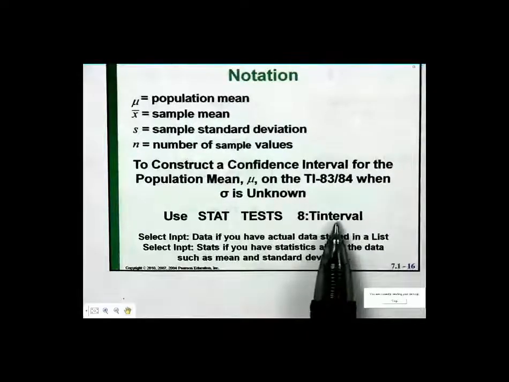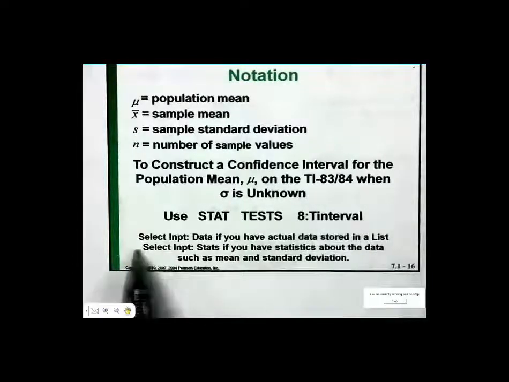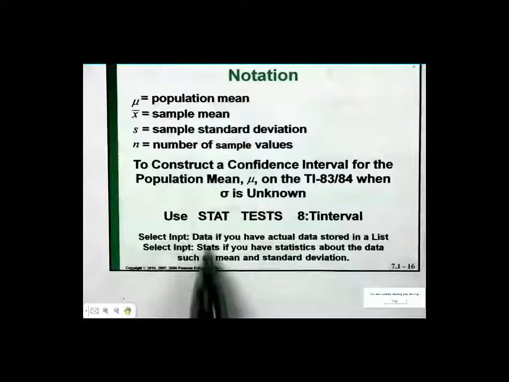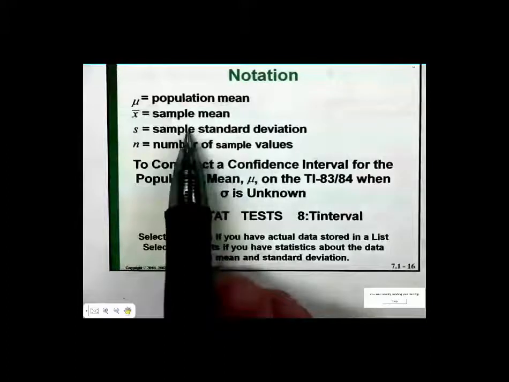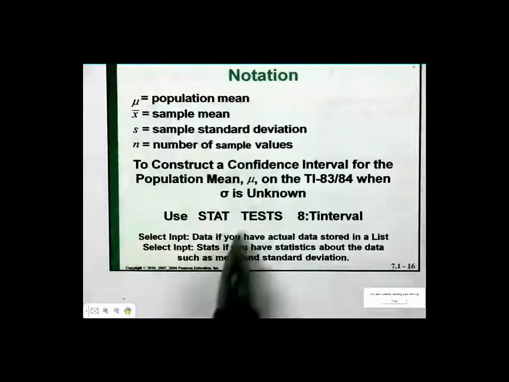When you pull up that screen, again, you're going to have to choose for input either data or statistics. If you have raw data stored in a list, you choose data. Make me a t interval based on this data that I have saved in list 1 or list 2. But if instead of raw data, I'm just given a sample mean and a sample standard deviation, make sure you have stats highlighted and just put in those statistics. All right, here's a problem.